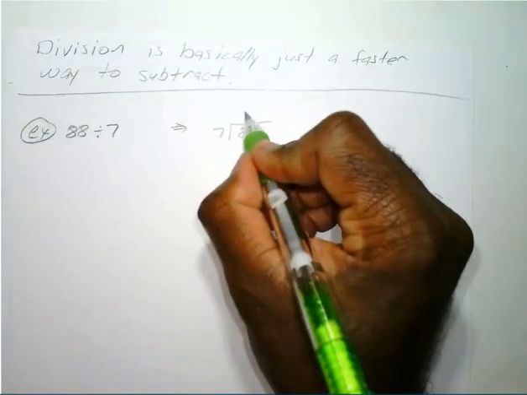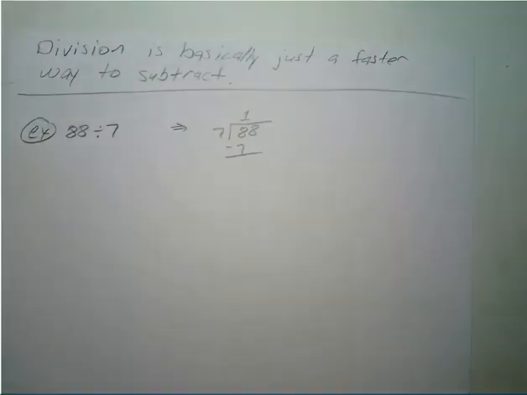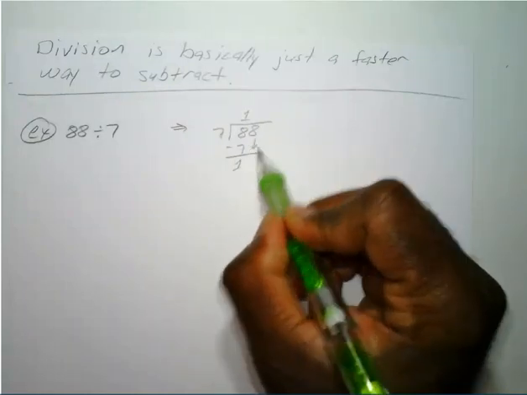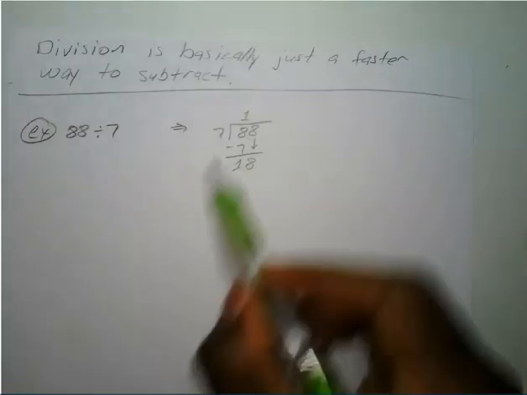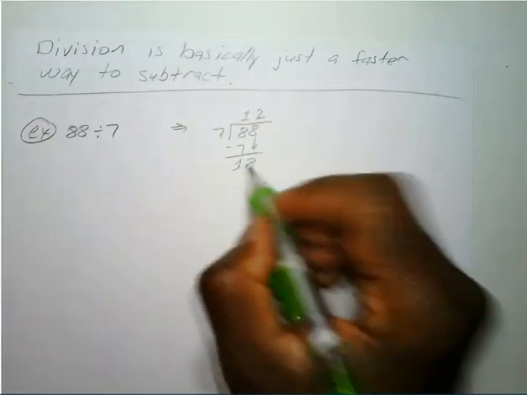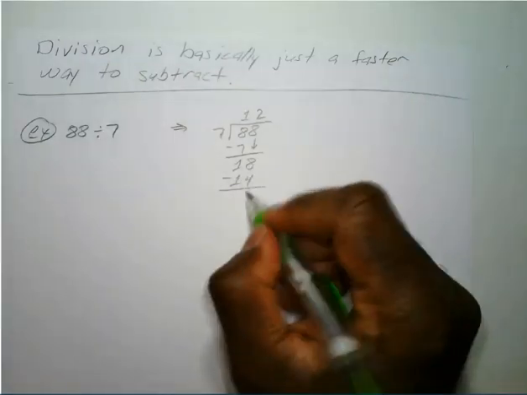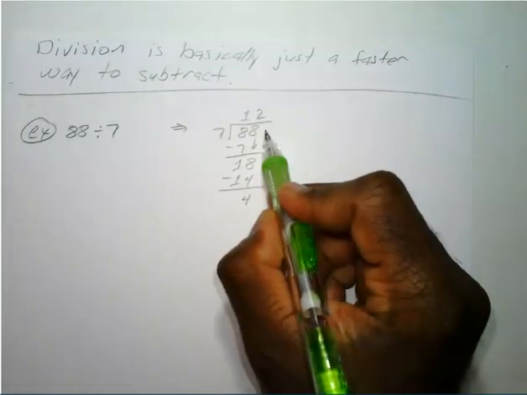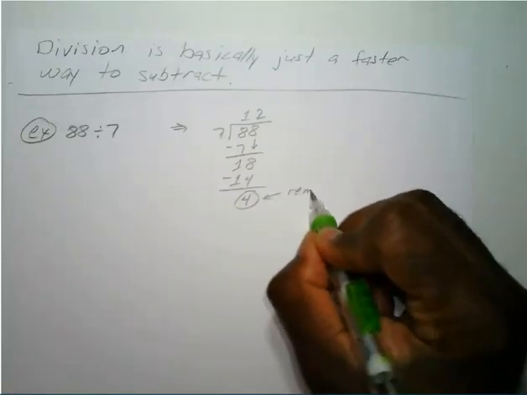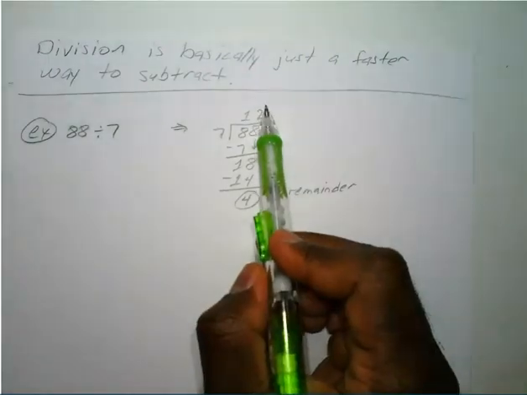7 goes into 8 once, 7 times 1 is 7. We go ahead and subtract. 8 minus 7 is 1, and we bring down our 8. 7 goes into 18 twice. 7 times 2 is 14. 18 minus 14 is 4. We don't have any other values to bring down. So this 4 is our remainder, and our answer is 12.